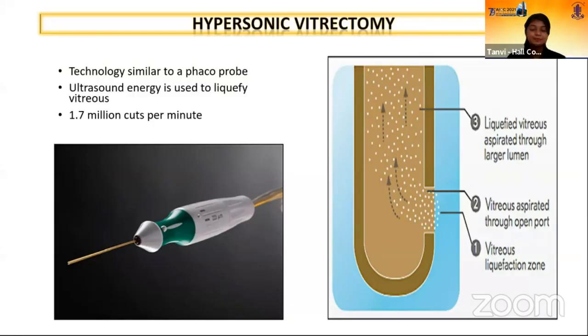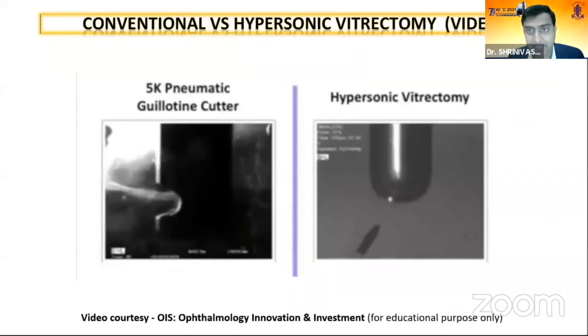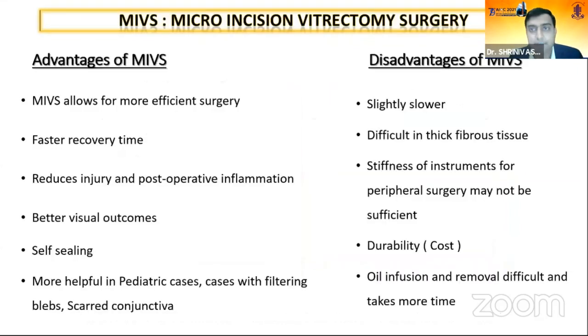Okay, sir. So here you can see the hypersonic vitrectomy. What is hypersonic vitrectomy? It has around 1.7 million cuts per second. This is the guillotine cutter, and this is the hypersonic, where it liquefies the gel and takes it up.